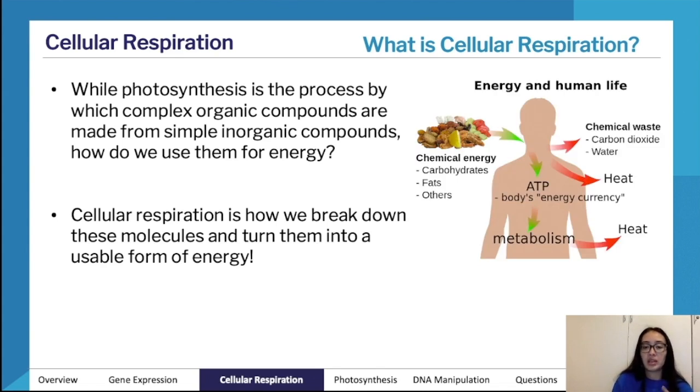So we take in foods like carbohydrates, fats, maybe proteins, and we undergo this process known as cellular respiration, using a few different energy systems in order to create ATP, which is the energy currency of our body. And so this allows us to metabolize and function as human beings.